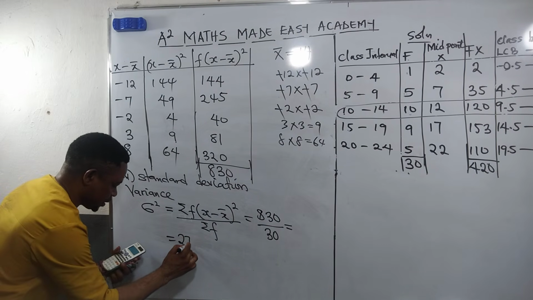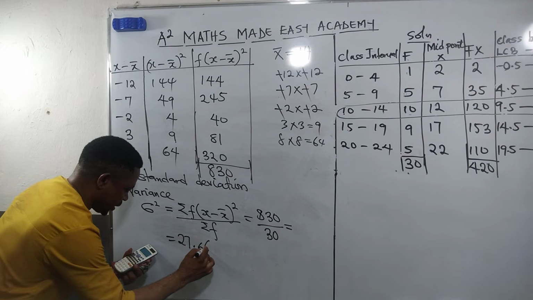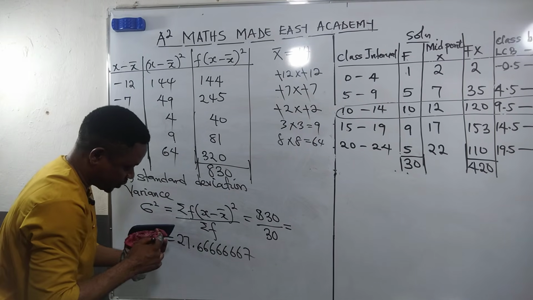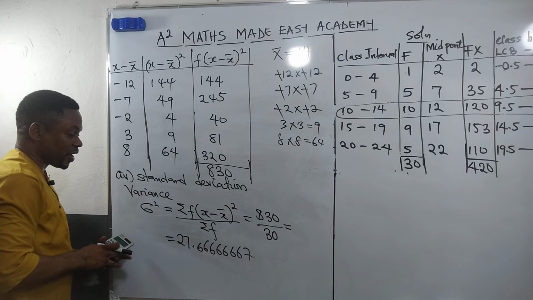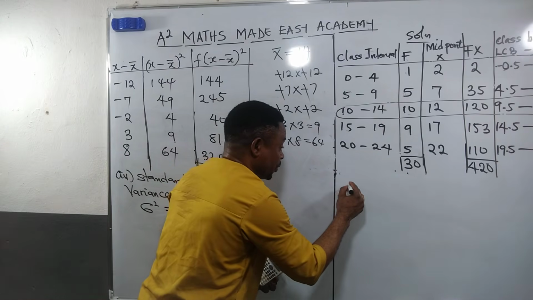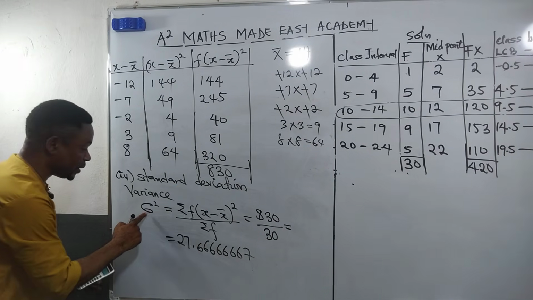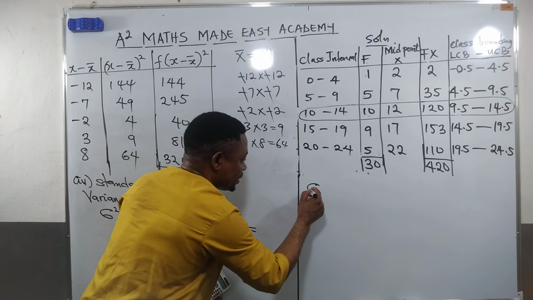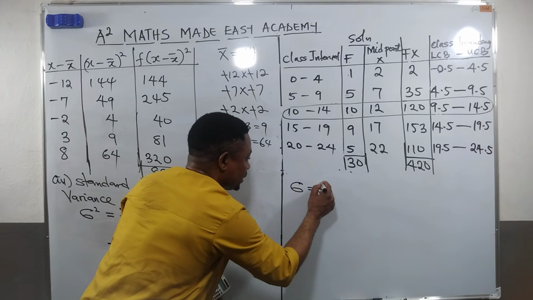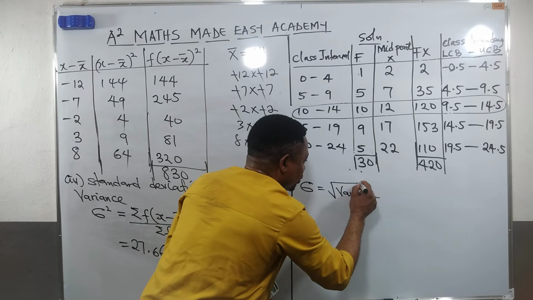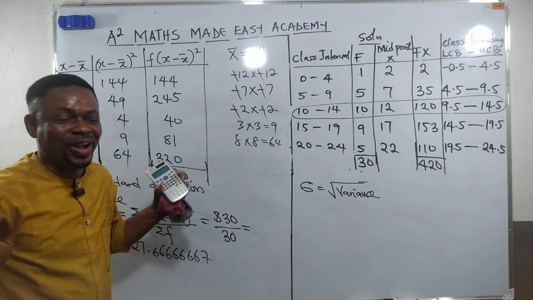27.6666 continuing, which is 7. Am I communicating? This is the variance, but we are not looking for the variance. The question says we should calculate the standard deviation. So what do you do? You make this the subject of the formula. So standard deviation is represented by this letter. Are you there? You now take the square root of the variance. So which means, what is a standard deviation? It is just the square root of the variance.